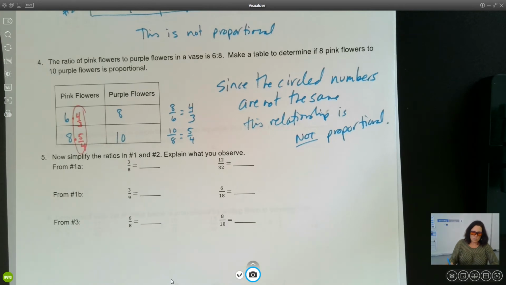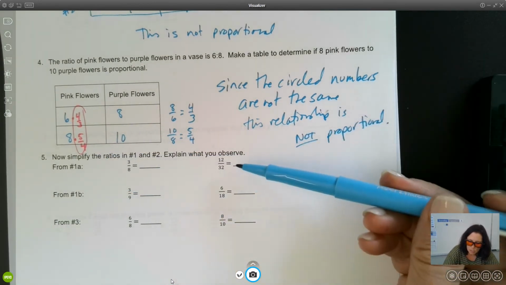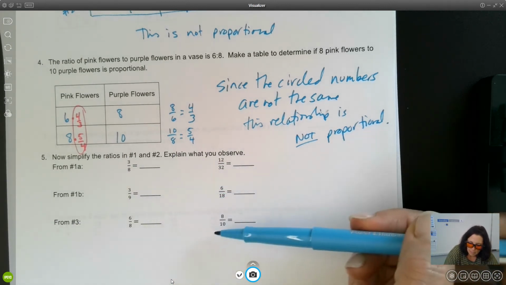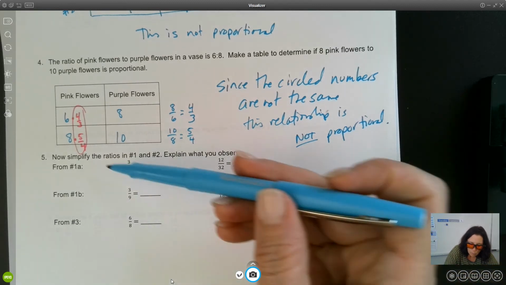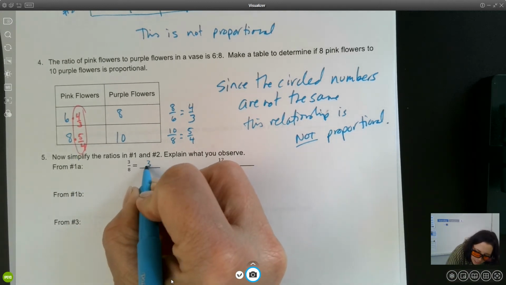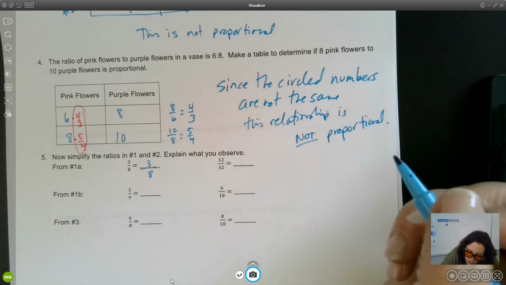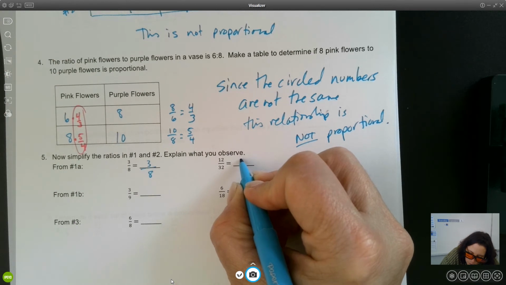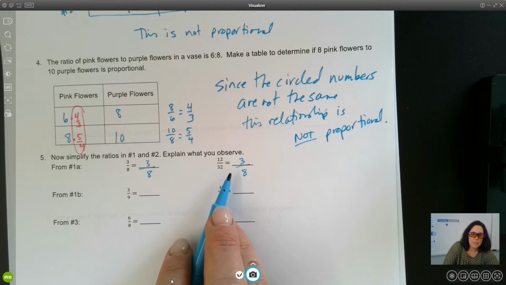Okay, so going back to the examples that we had, this was the cookie example right here. This was the pet example, and this is the flower example. They want you to simplify the ratios. So 3/8 is already simplified. 12 over 32, 4 goes into both of those, 3/8. Notice how these are the same? They were proportional.